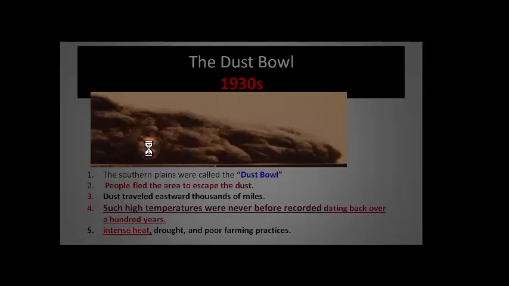In the 1930s, the Southern Plains were called the Dust Bowl. Such high temperatures were never before recorded. The heat was intense.